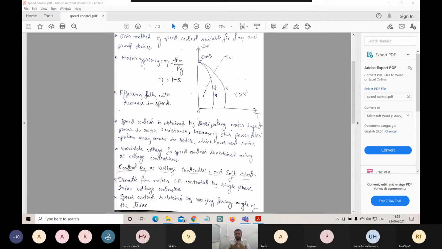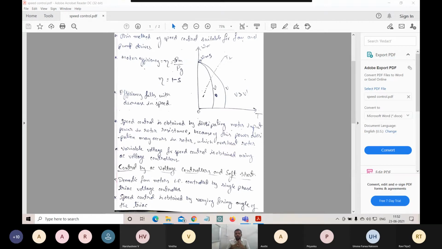So the variable voltage for speed control can be obtained by using our AC voltage controllers. What are the different AC voltage controllers? Our VSI drives, that is inverters, or we can use cycloconverters.